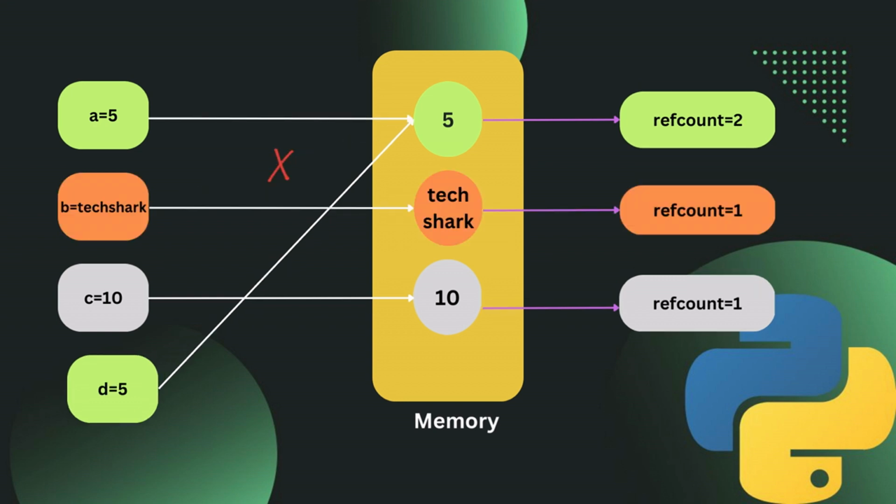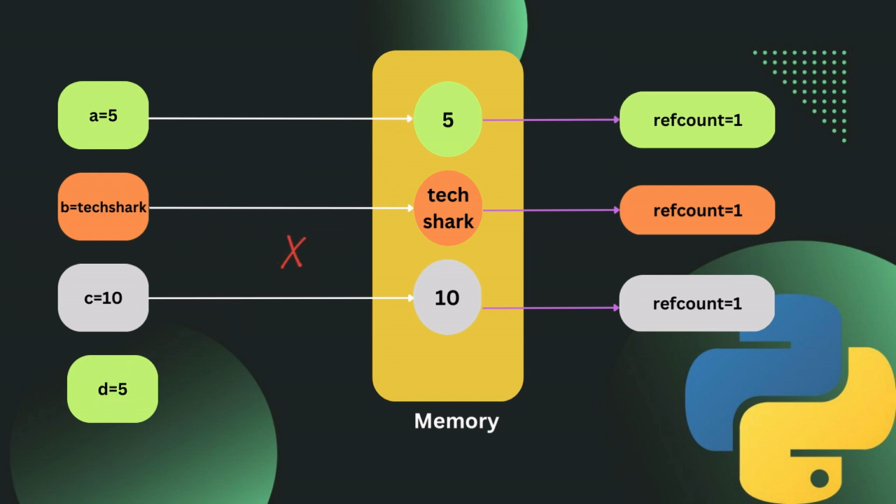Now consider a case where I have changed the value of reference B. Earlier it was pointing to 5 and now I have changed it to point to another string, which is the text shark. Because the text shark object was not present in memory, a new object will be created and a new reference count will be maintained for that object. The reference count is maintained on a per object basis. So now for object 5, there are only two references, which are A and D. For object text shark, there is only one reference, which is B. And for object 10, there is only one reference, which is C.